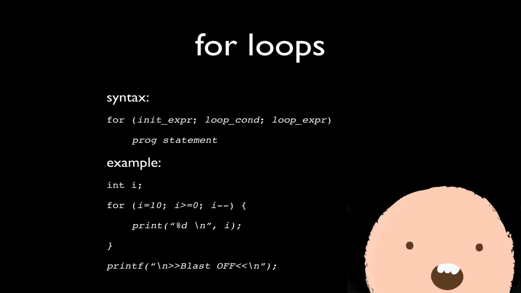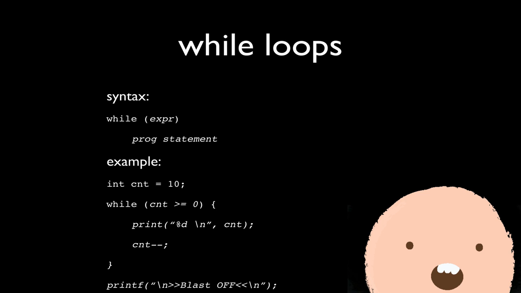So here's a simple example. I've got a loop, in a loop control variable of I, and we initialize it to 10. And then we say while I is greater than or equal to 0, we execute the statement, which is a simple printf printing out the value of I. Then we do the loop expression, which is the I minus minus, and check the condition again. So this code here is simply going to print 10, 9, 8, 7, 6, 5, 4, 3, 2, 1, 0, followed by the statement right after the loop, which is blast off.